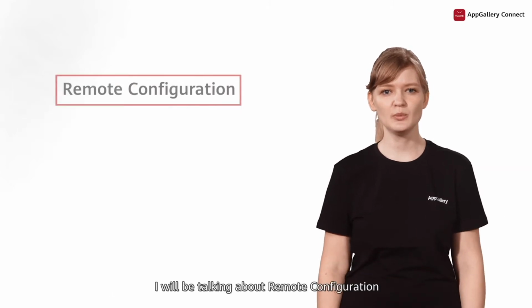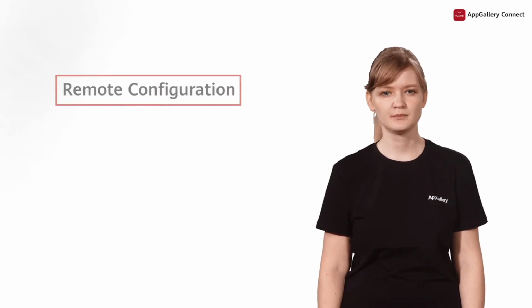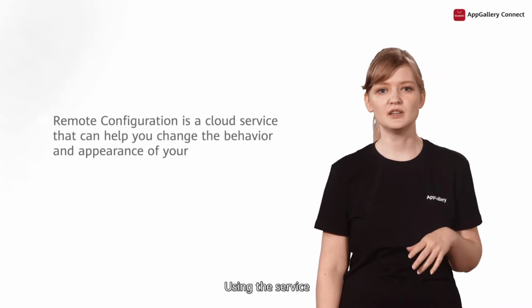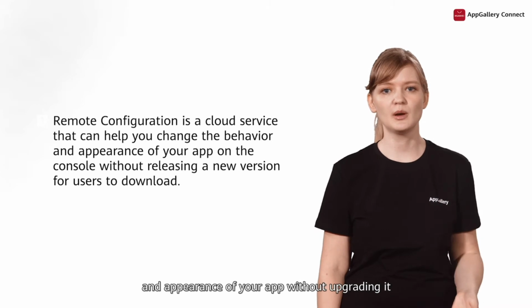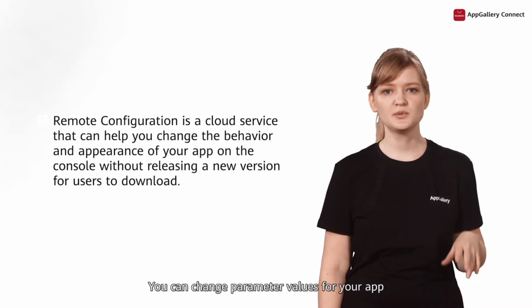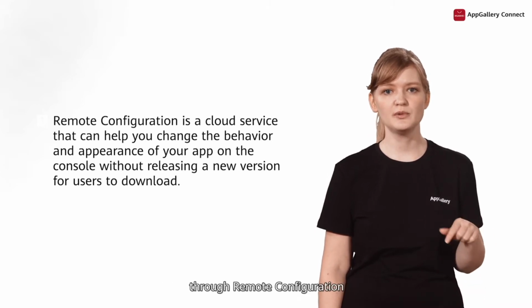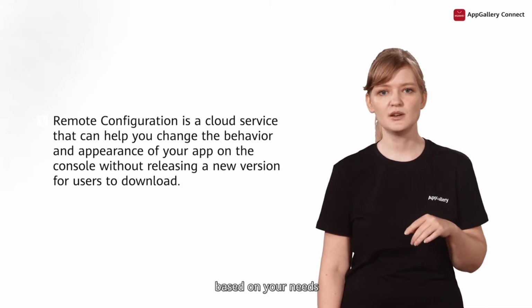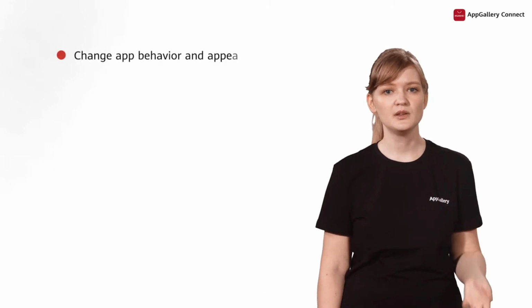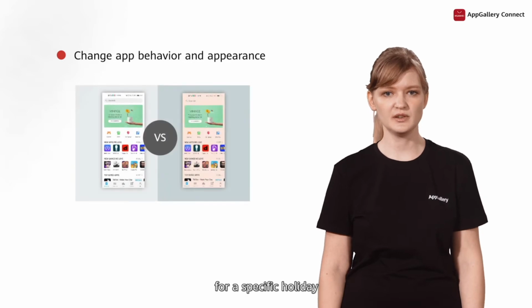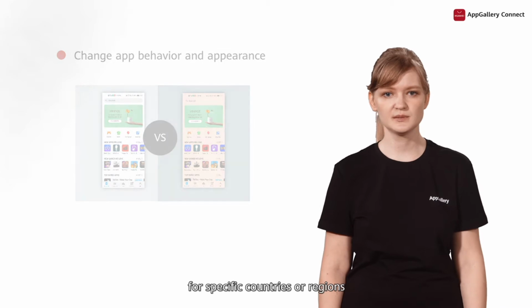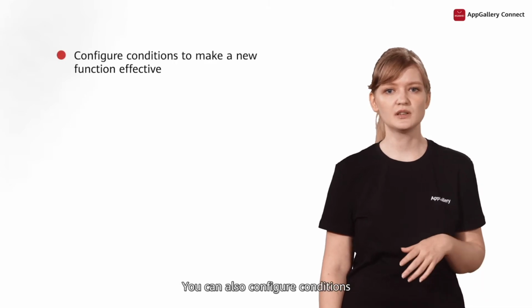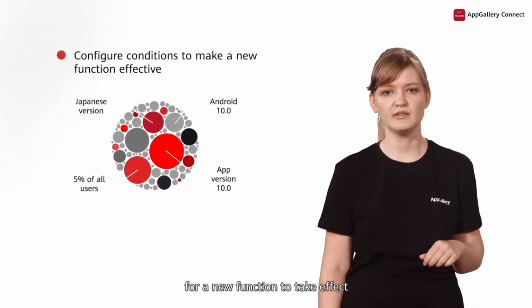Today, I will be talking about remote configuration. Using the service, you can quickly modify the behavior and appearance of your app without upgrading it. You can change parameter values for your app through remote configuration based on your needs. For example, you can change the theme color for a specific holiday or localize your app for specific countries or regions. You can also configure conditions for a new function to take effect.